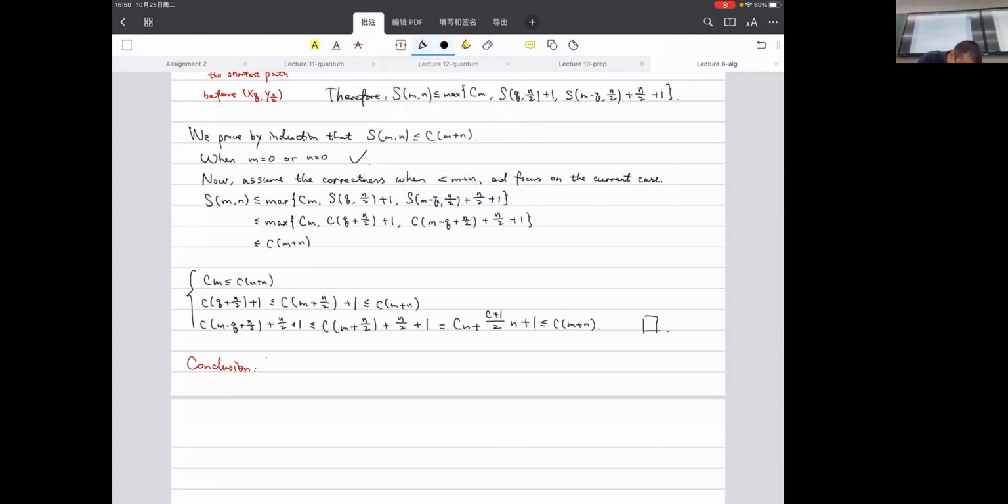the output of an optimal sequence alignment takes O of mn time, and very importantly, O of m plus n space.